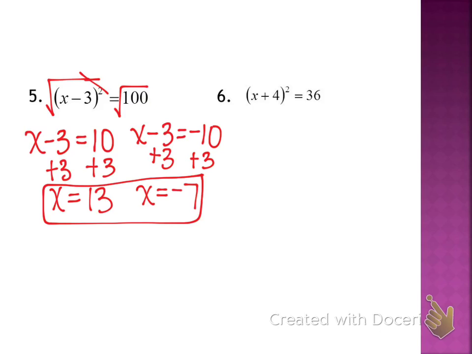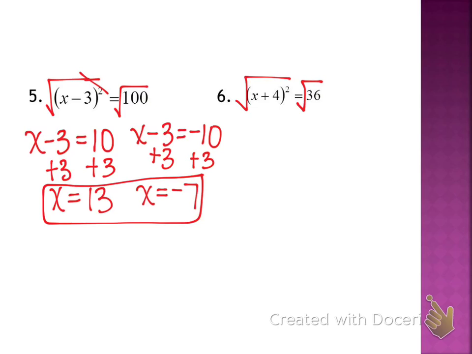All right, on number 6. First thing I need to do: square root. We need to get rid of this little exponent. So to get rid of it, we square root. But if you do it to one side, you have to do it to the other.